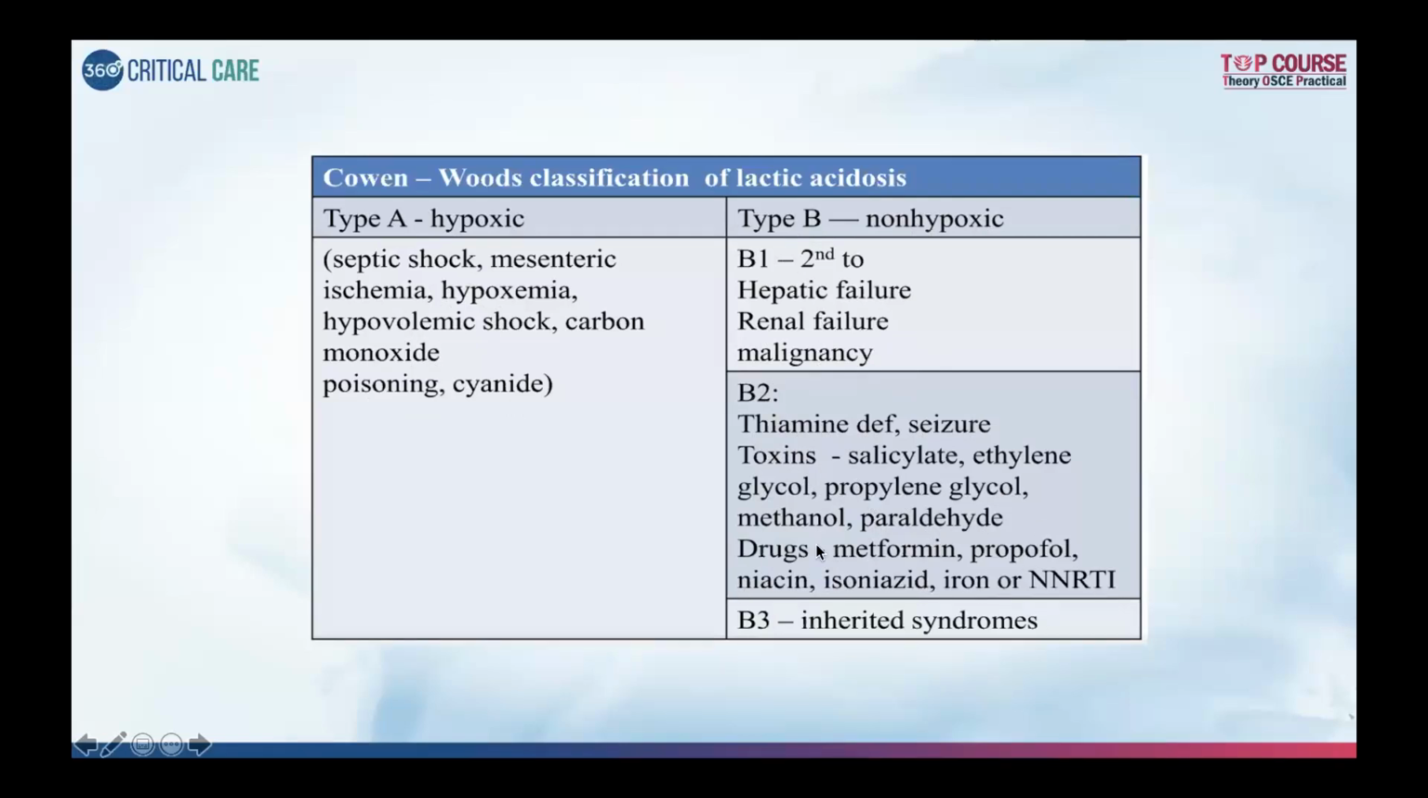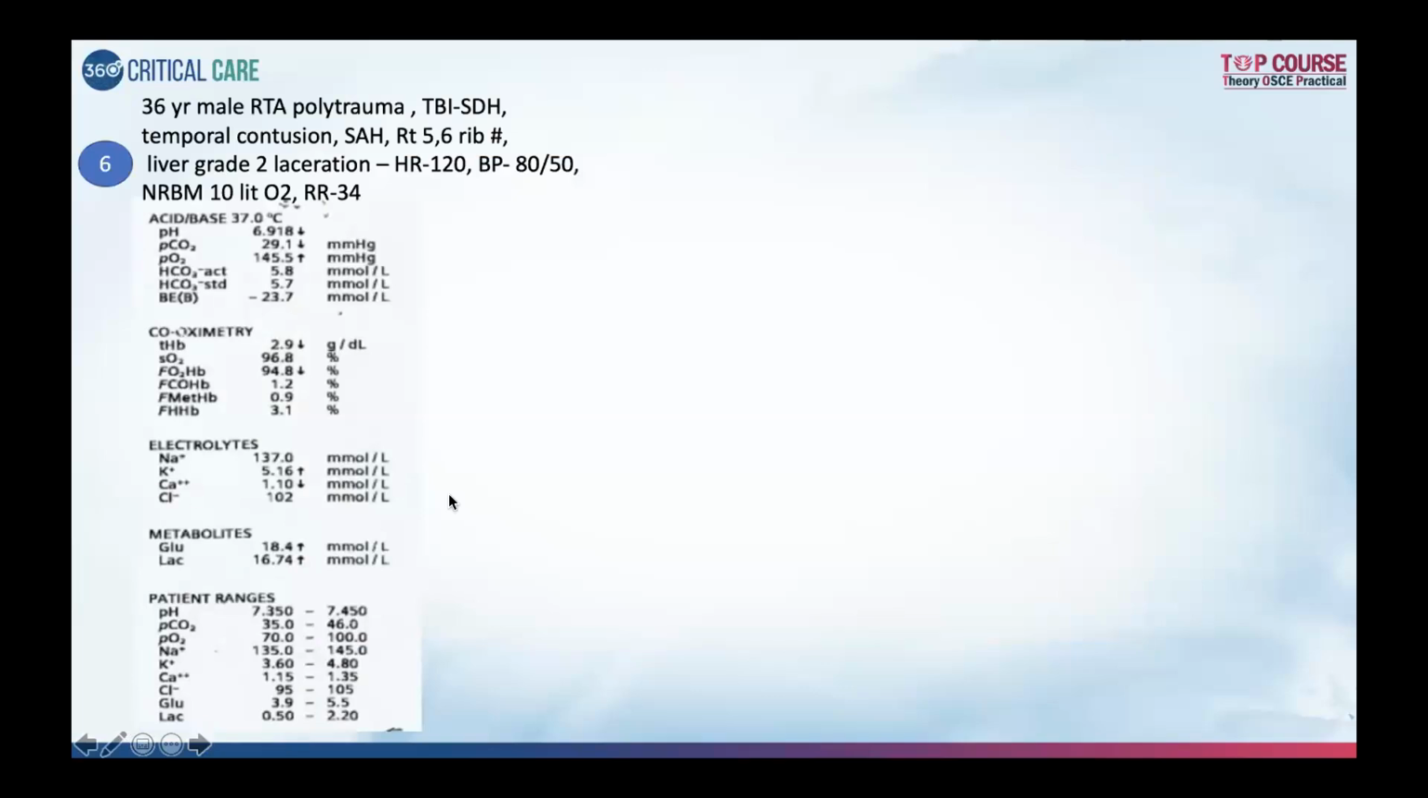So drugs you have to remember: linezolid, isoniazide, iron, metformin. So all the antiretroviral drugs, most of the antiretroviral drugs can cause lactic acidosis. And B3 is inherited disorders, mitochondrial disorders, muscular dystrophies and all, type 3, okay?